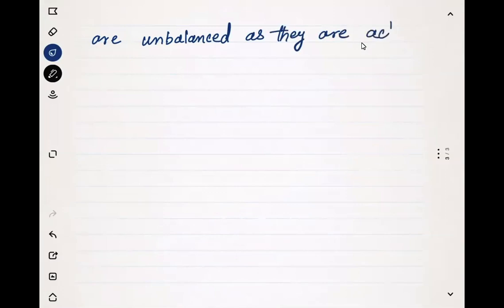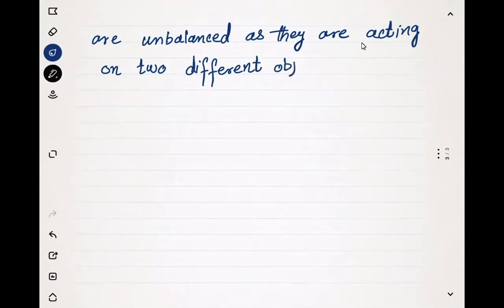as they are acting on two different objects. Since the two forces are acting on two different objects, although they are equal, opposite, and inline, yet they cannot be balanced because they are acting on two different objects. So this is about equilibrium of two forces.